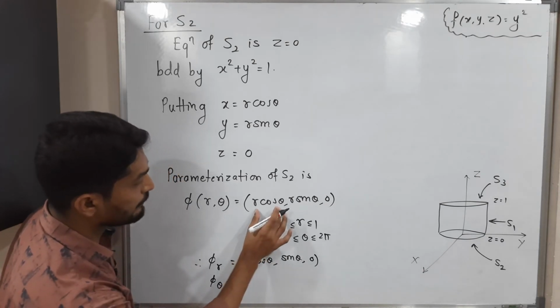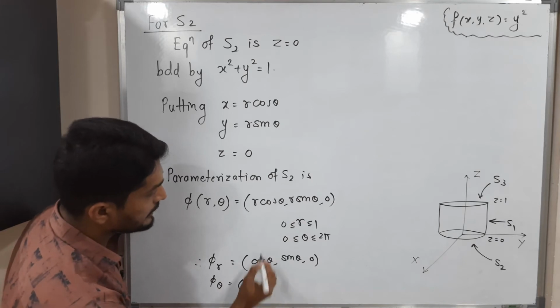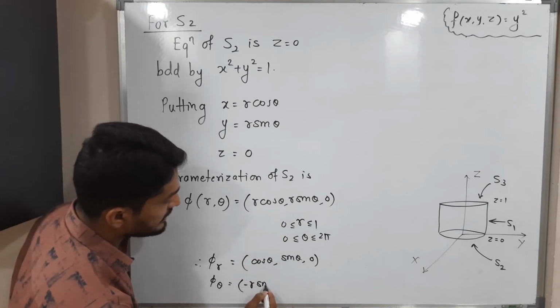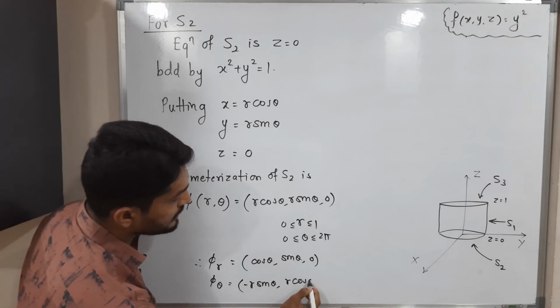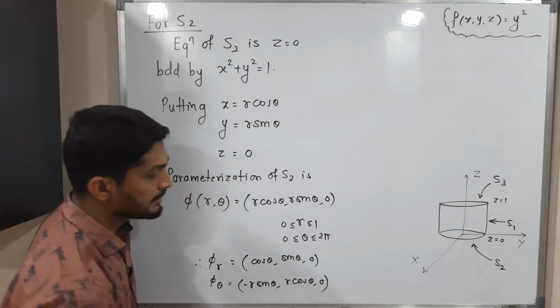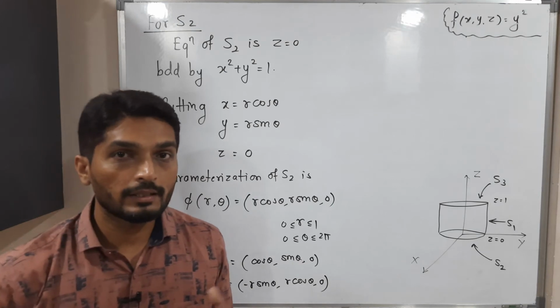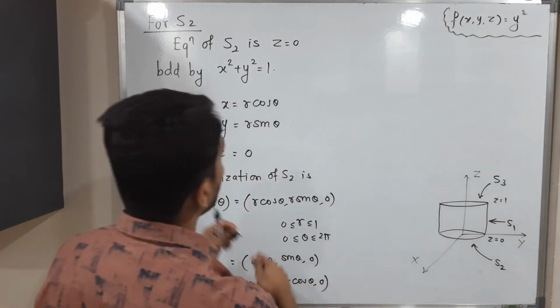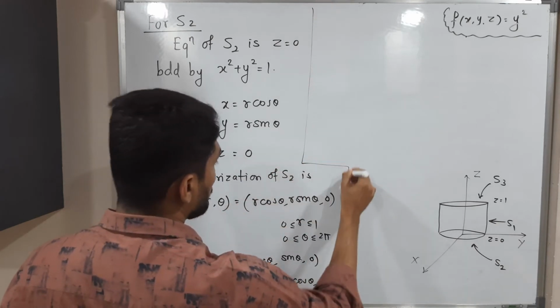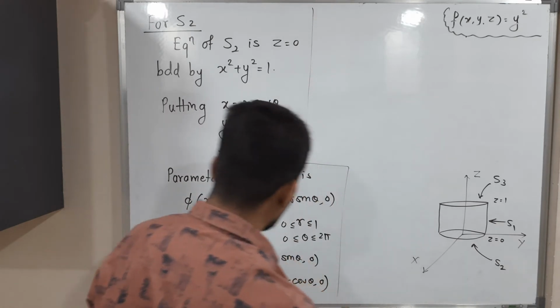Derivative of this one with respect to theta: r is constant, the derivative of cos theta is minus sin theta. R is constant, the derivative of sin theta is cos theta, and the derivative of 0 is 0. After that we have to find their cross product. Let us find it. We have some space, let us use it.